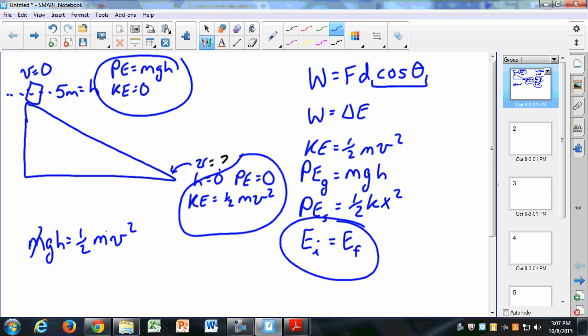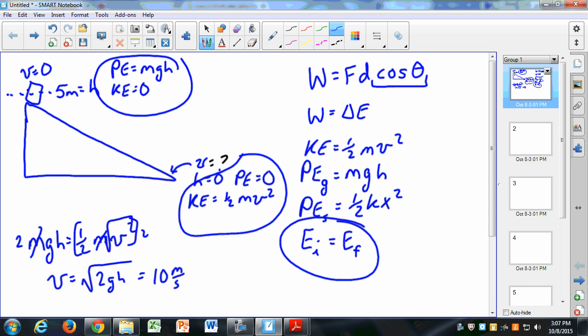Notice my masses cancel, and I solve for v. So if I multiply both sides by 2, and then I take the square root of both sides, I get v is the square root of 2gh. That's 2 times 10 times 5. It's 100. The square root of 100 is 10 meters per second. Right, so that tells me that this object, when it reaches the bottom, is going to be going 10 meters per second.